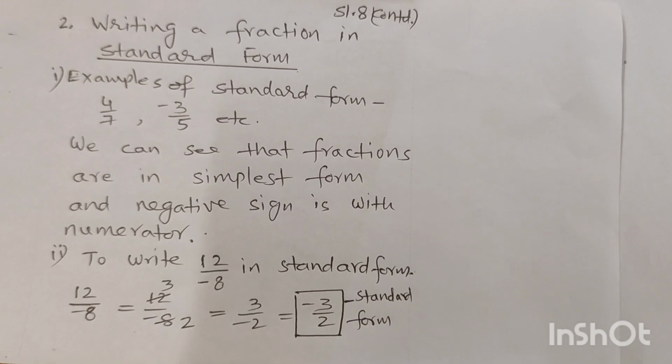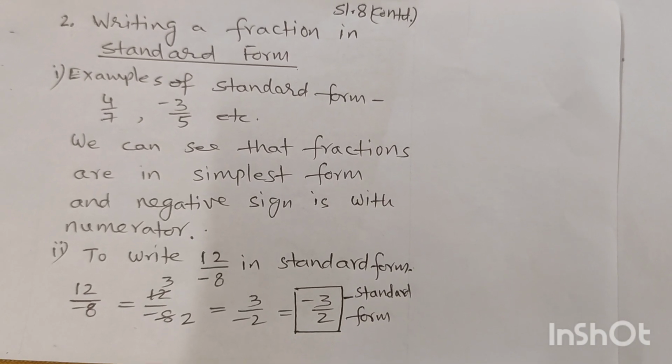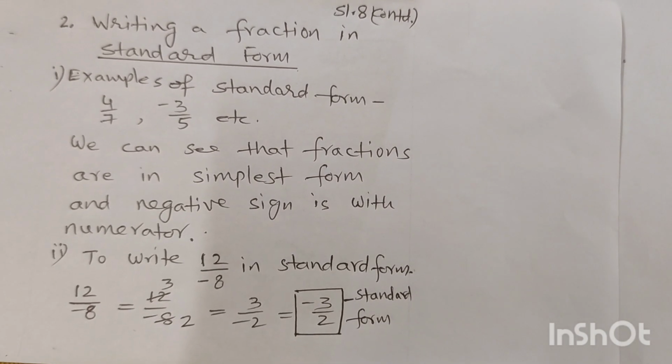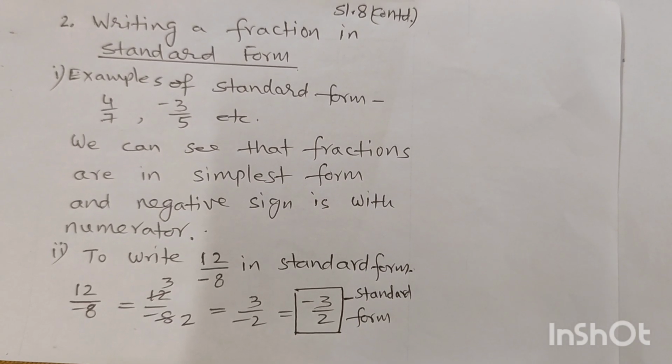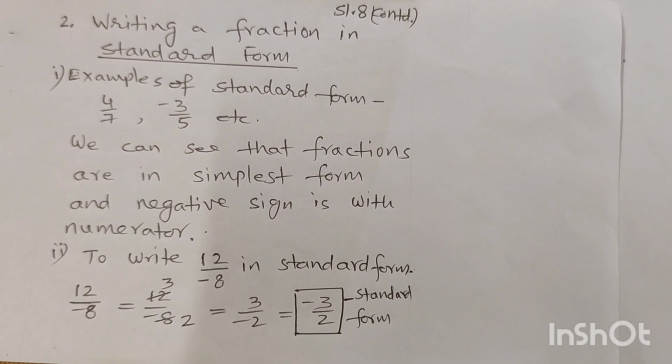Now, at 2 is writing a fraction in standard form. Examples of standard form of fractions are 4 by 7, minus 3 by 5. We can see that the fractions are in simplest form and the negative sign is with the numerator.